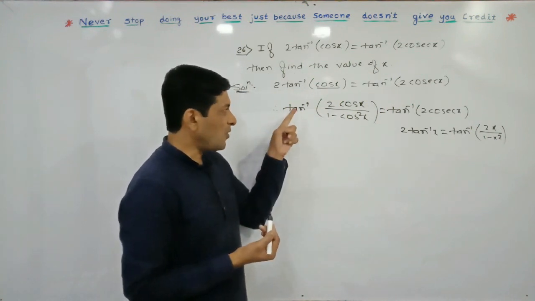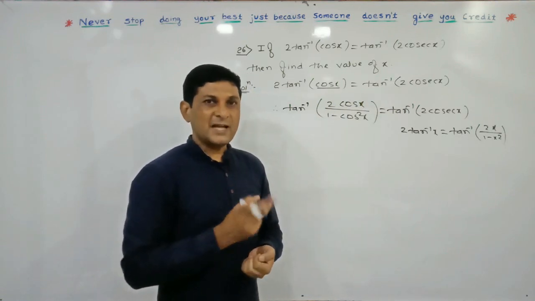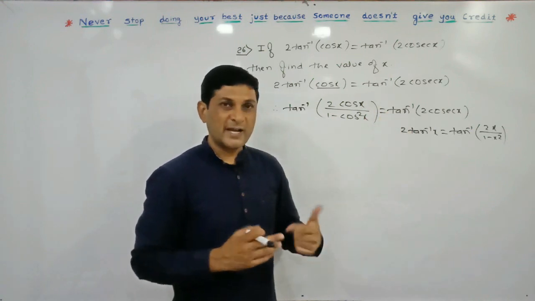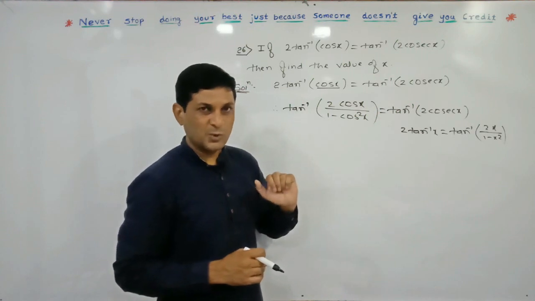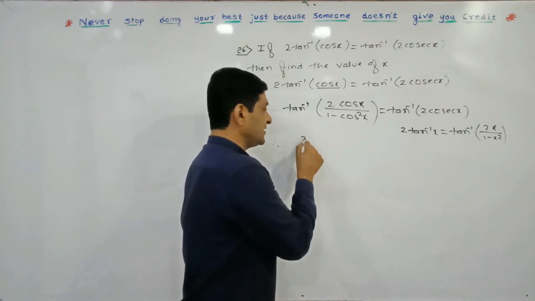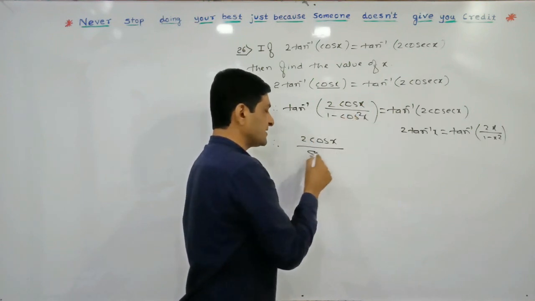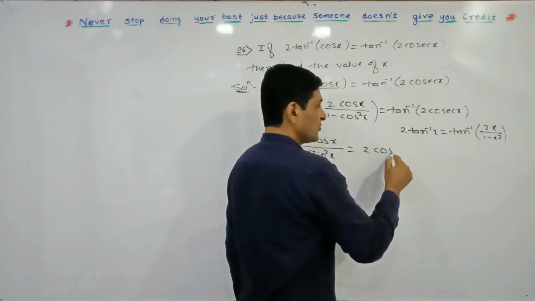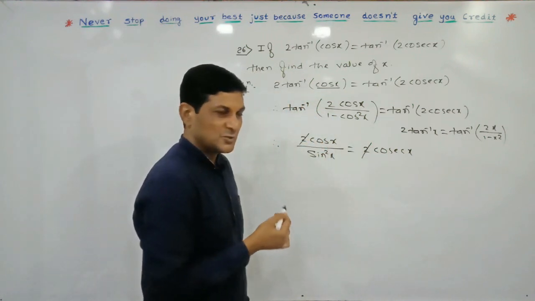Now if you observe both sides, the terms tan inverse and tan inverse are there. If we take tan on both sides, on this side tan and tan inverse will get cancelled, and on this side also tan and tan inverse will get cancelled. In short we are cancelling tan inverse on both sides by taking tan on both sides. So after cancelling tan inverse, what is the remaining term here? Cos x upon 1 minus cos square x, which is sin square x, is equal to, on this side, 2 cosec x. So then 2 will get cancelled, just simply 2 can be cancelled.